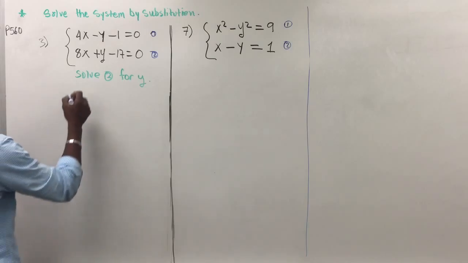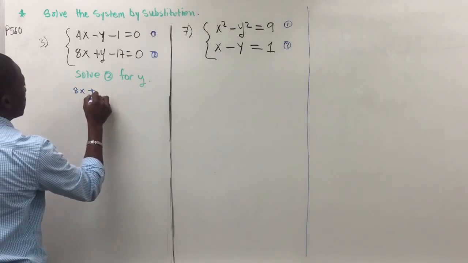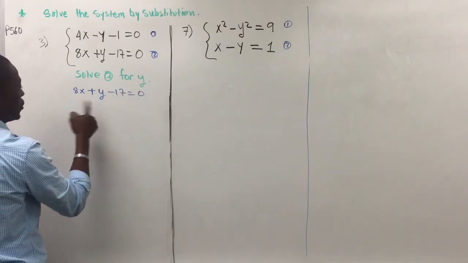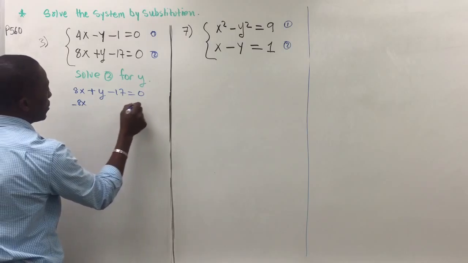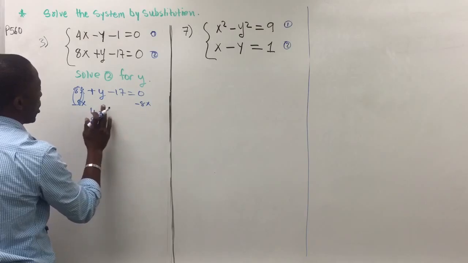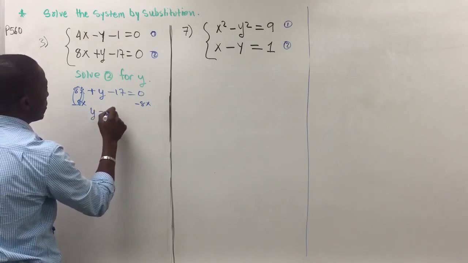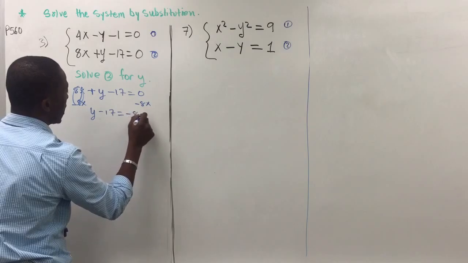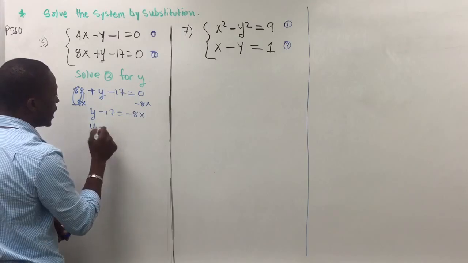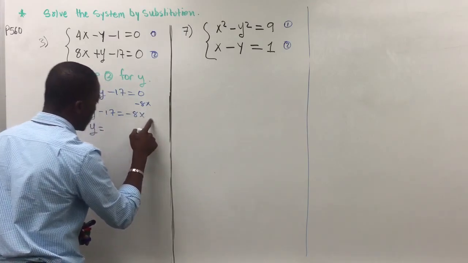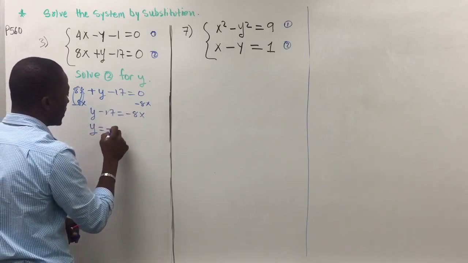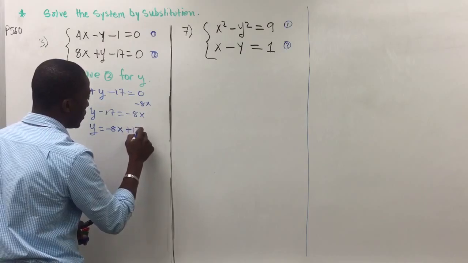So we'll have 8x plus y minus 17 equal to 0. If I solve for y, I subtract 8x from both sides, and I'll have y minus 17 equals minus 8x. Then we solve for y by adding 17 on both sides. That goes away, so you have y equals minus 8x plus 17.